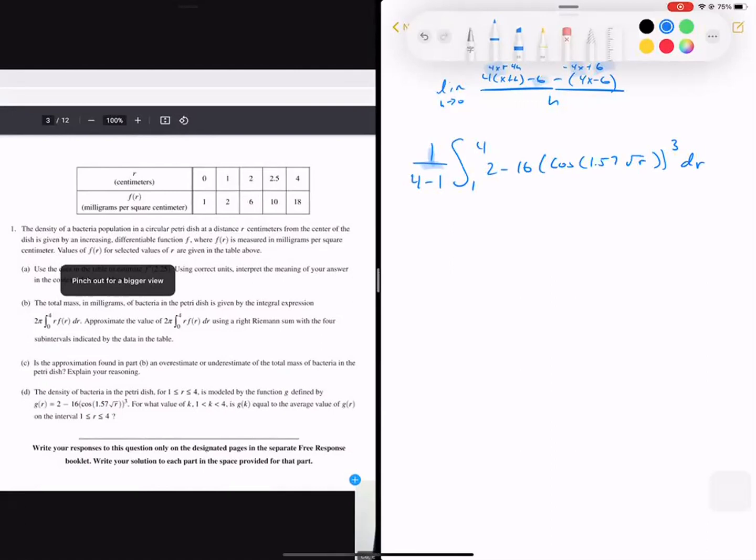Okay. And then, the density is modeled by G. For what values of K is it equal to the average? Once we have this answer, this is going to be some number. On our graphing calculator, we could graph G of R, and then make that equal to this average here. Again, the density of bacteria is just filler, modeled by the equation. That's the average density. So what values of K is the average value of R?